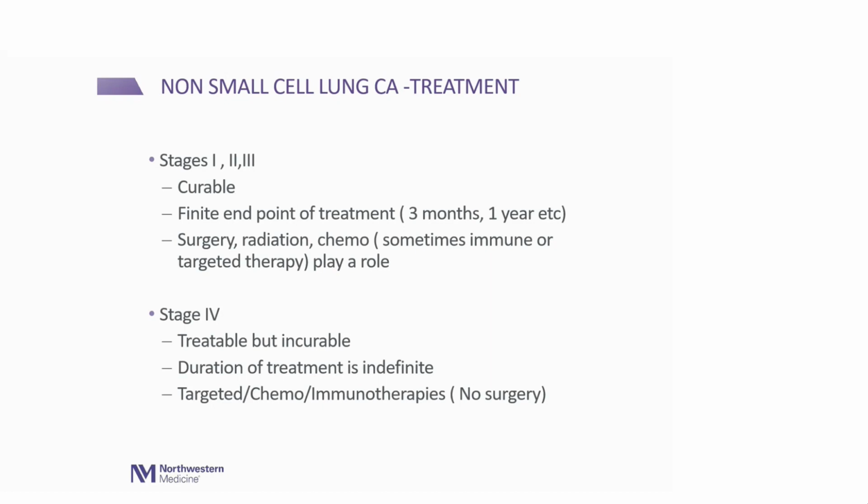So what types of treatments do we use for each of these situations? For stages 1, 2, and 3, all these modalities are used in one way or the other. In certain cases, only surgery. In certain cases, surgery is followed by radiation. Sometimes it's followed by chemotherapy. Rarely, immunotherapy and targeted therapy also play a role. We have some new data, new studies that have come out in the last few years where we are starting to use these other things also in early stages.